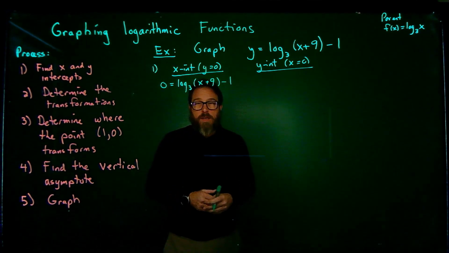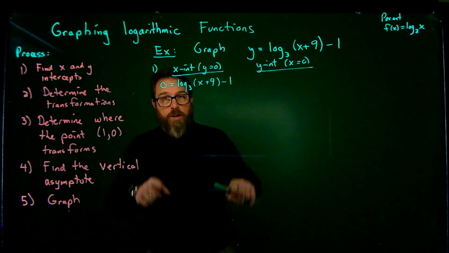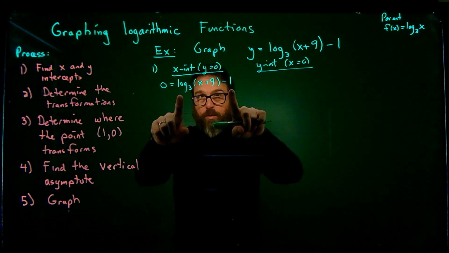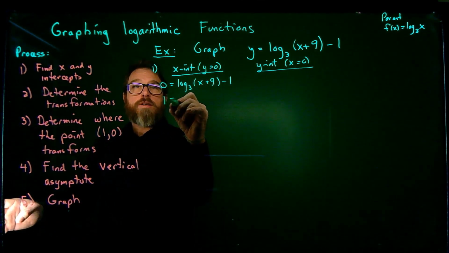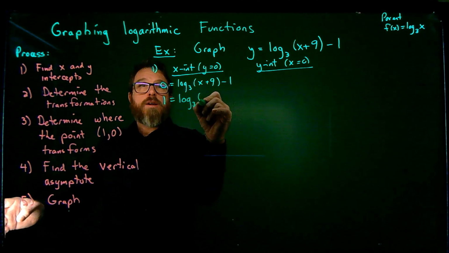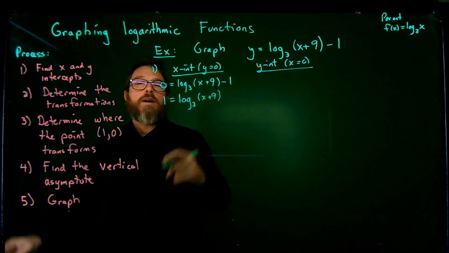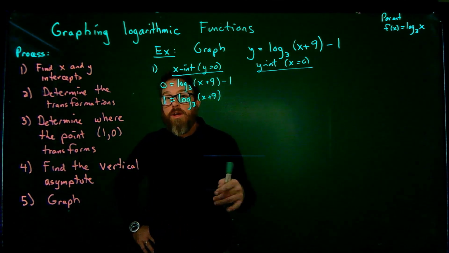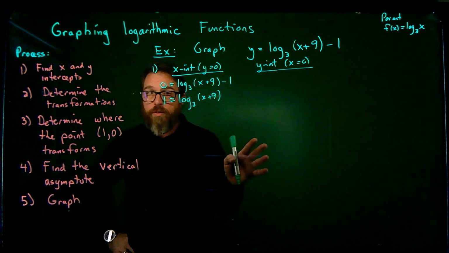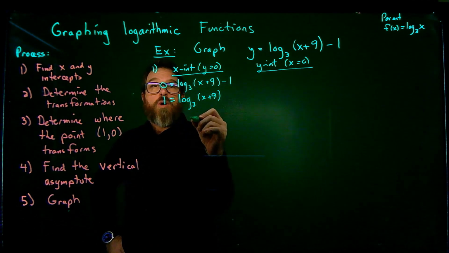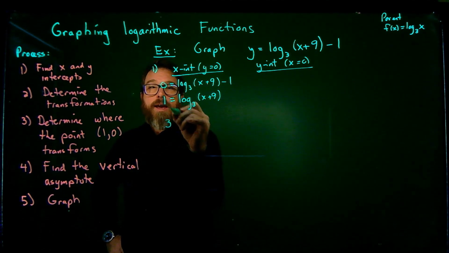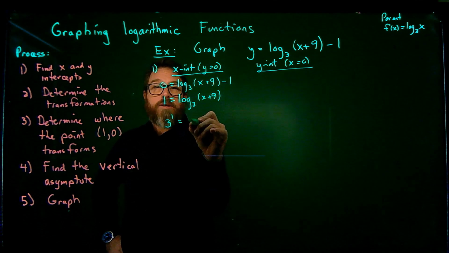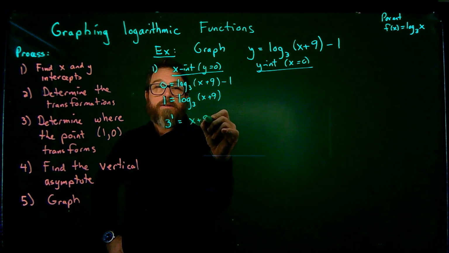And then again, we isolate the most complicated structure here, which is going to be that logarithm. So we're going to add 1 to both sides. 1 is going to be equal to the log base 3 of (x plus 9). Now you have choices in order to solve this. It's kind of up to you. You're welcome to turn it into its equivalent exponential function, so base 3 exponent 1 is going to be equal to the argument.